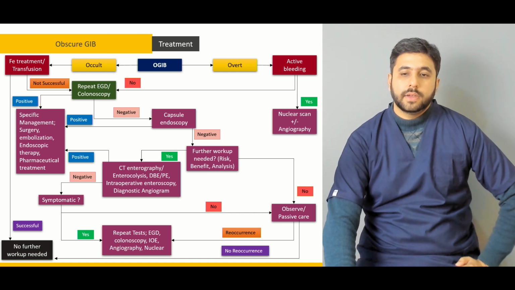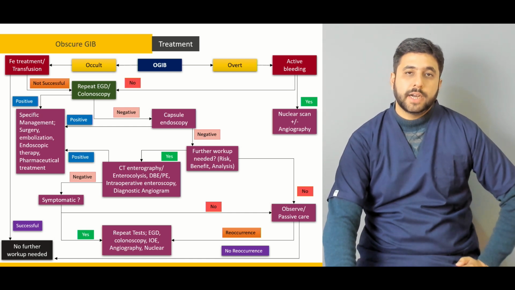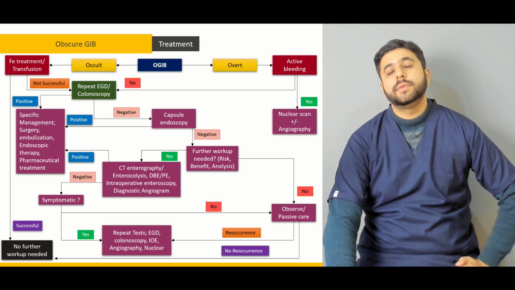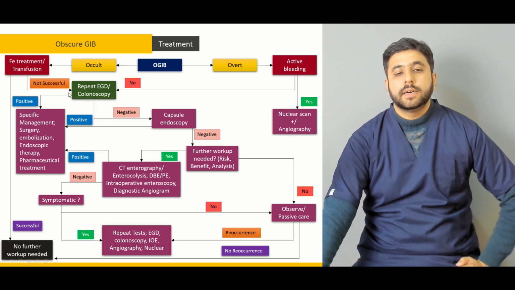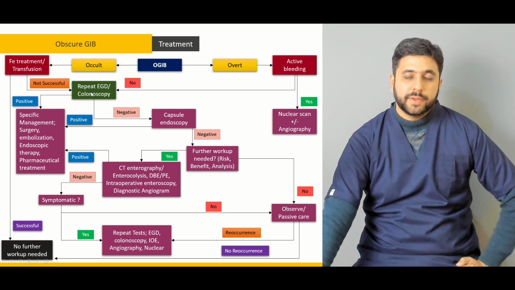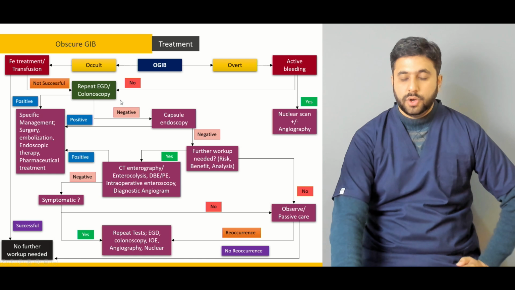If there is no active bleeding, but the patient had overt bleeding at presentation, then you can do a repeat endoscopy if this is an upper GI bleed, or a repeat colonoscopy if there is a lower GI bleed.